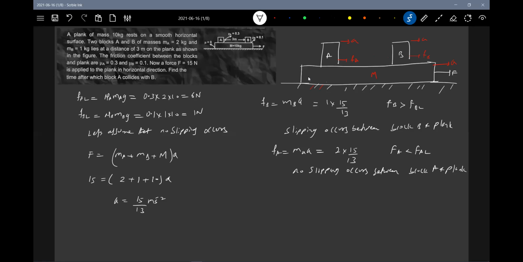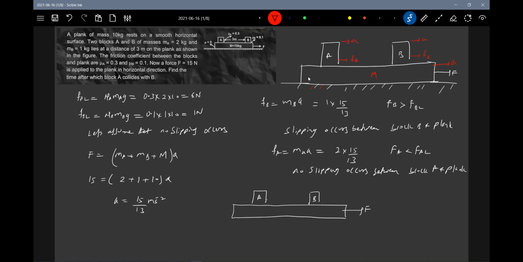Now we have to get into the actual problem. I'll draw a small diagram because we have to show the condition. Initially they're separated by 3 meters. No slipping occurs for A, so block A will move along with the plank, whereas B will start slipping on the plank.